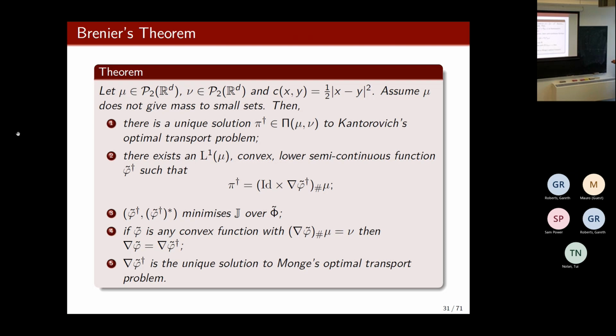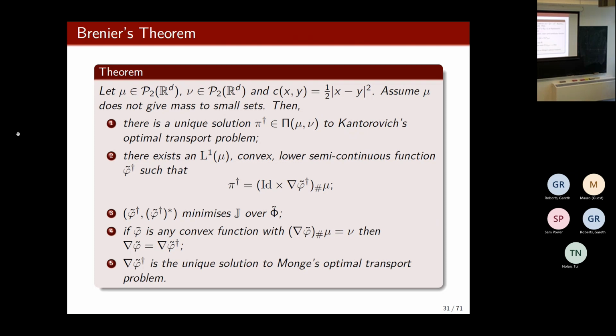We also have that this phi tilde dagger and phi tilde dagger convex conjugate minimizes J. Again, this is from the Knott-Smith optimality criteria. Furthermore, if phi tilde is any convex function which satisfies this conservation of mass property, then the gradients have to be the same. So this says that the minimizer of the dual form is unique up to a constant. And finally, this gradient of phi dagger tilde is a solution to the Monge optimal transport problem.